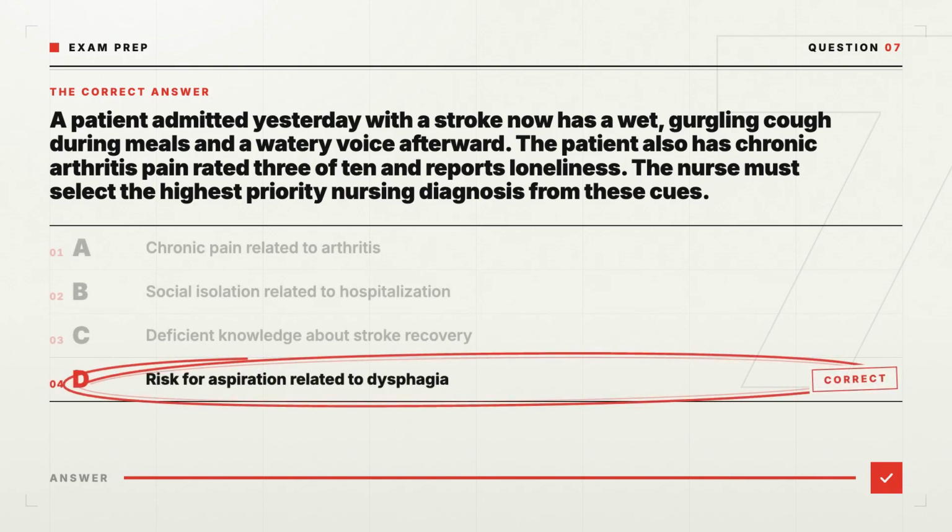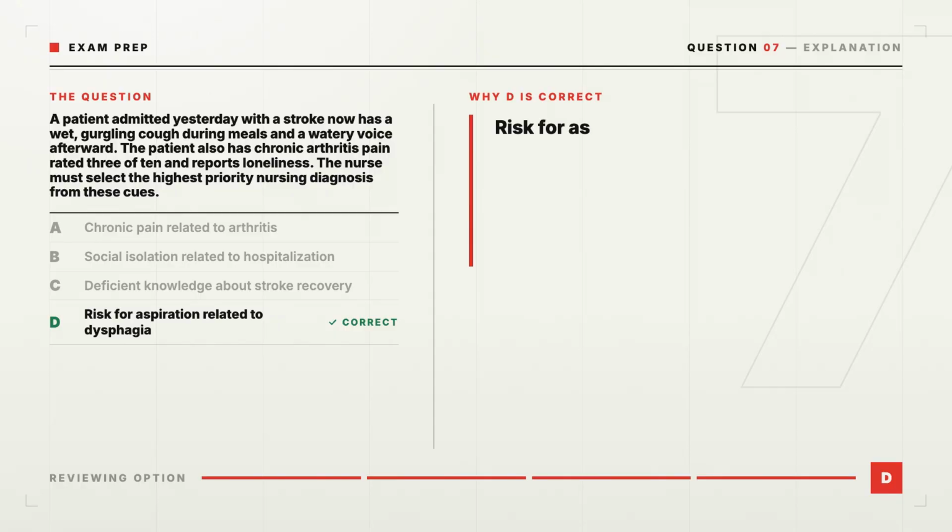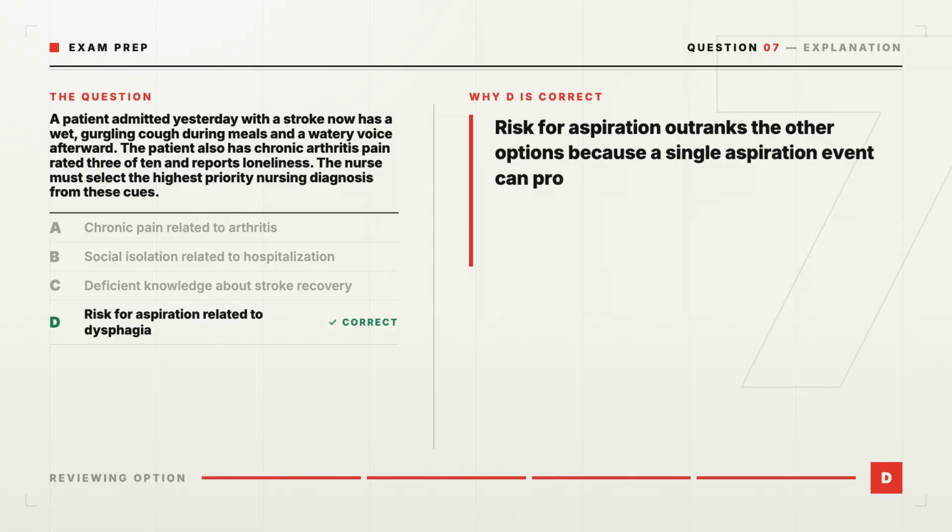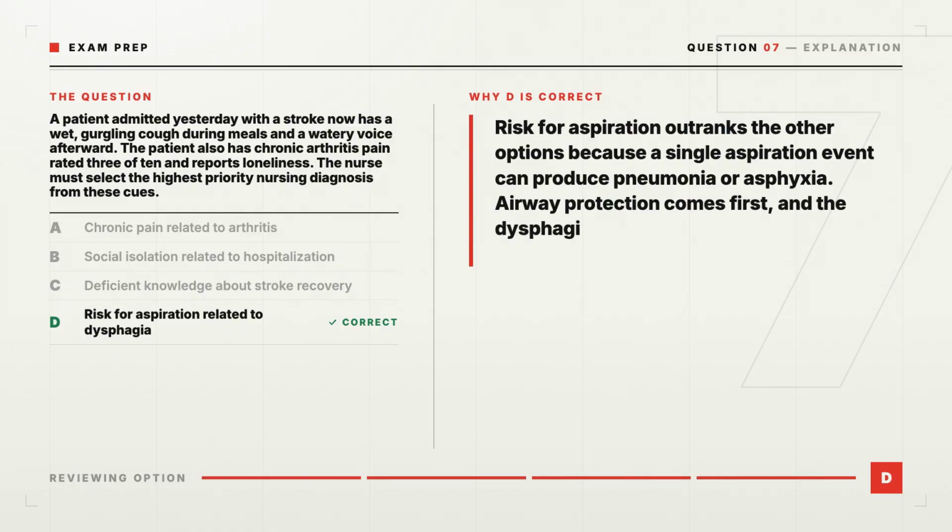The correct answer is D. Risk for aspiration related to dysphagia. D is correct because risk for aspiration outranks the other options because a single aspiration event can produce pneumonia or asphyxia. Airway protection comes first, and the dysphagia cues here mark immediate, severe danger to the patient.